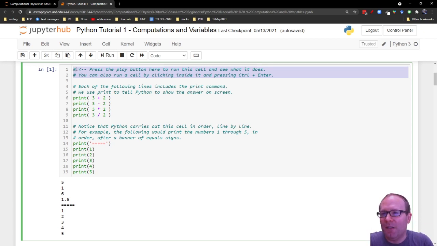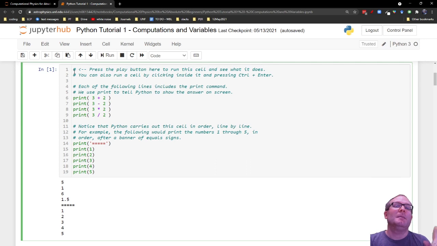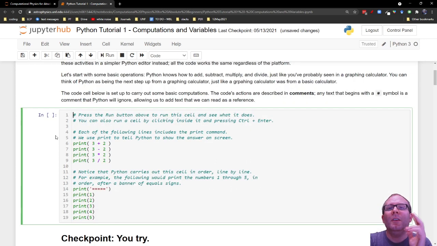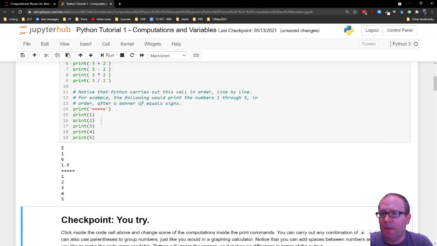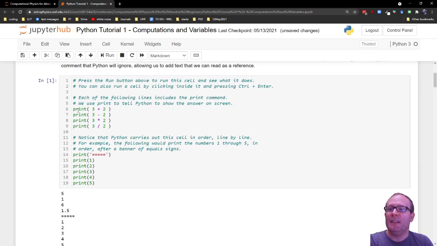The important thing to learn now is that these hash marks indicate something for you to read; the computer is going to ignore them. In order to run a code cell, you have a couple of options. You can either click on the Run button up here, or on Windows, you can press Control plus Enter. But what will happen when I run this, it's going to jump down here to the output, and what it has done is taken all these lines and executed them one at a time.